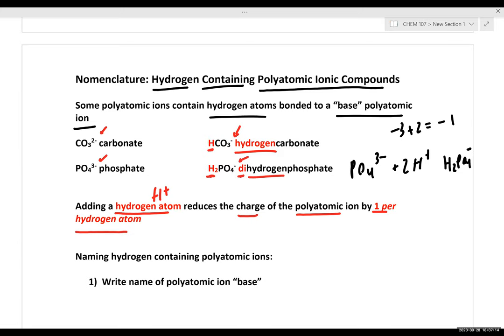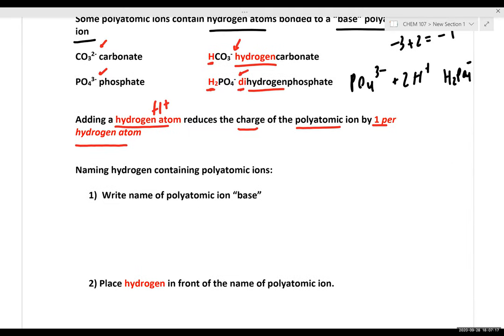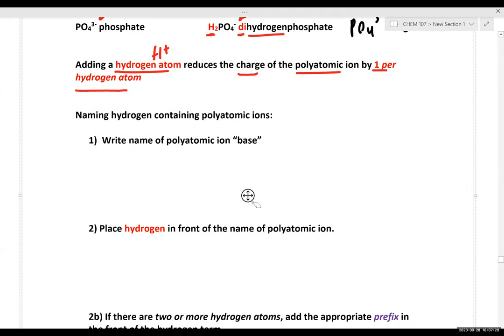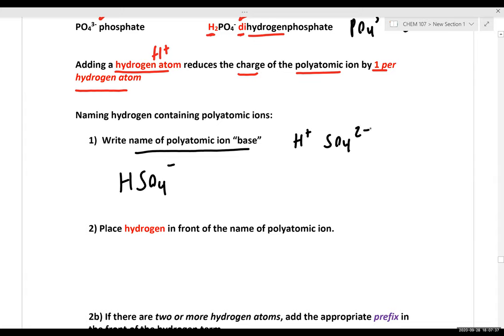Yes, sir. Perfect. So, how do we name hydrogen-containing polyatomic ions? So first, you write the name of the polyatomic ion base. So let's look at naming HSO4 minus. So first, where did we get that? Well, we have H plus and SO4 2 minus. And that in turn gives us HSO4 minus, just adding up our charges. So we write the name of our polyatomic ion base, which would be SO4 2 minus, known as sulfate. Okay, so that's the base.